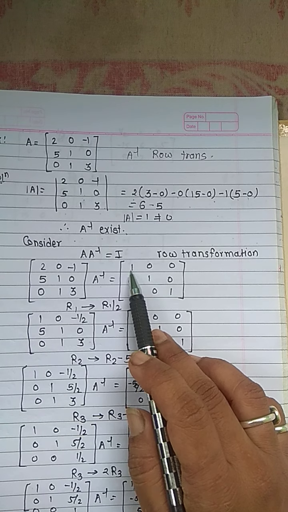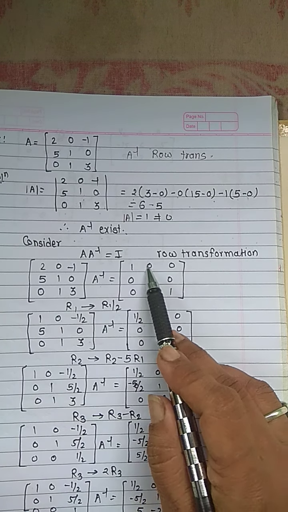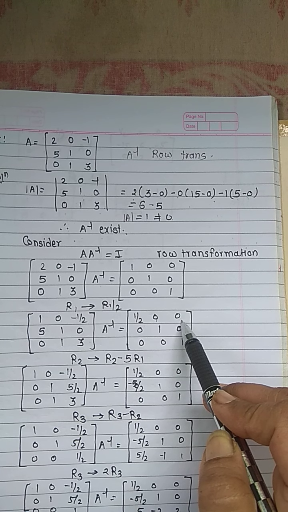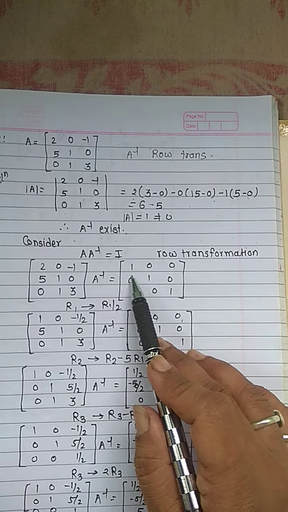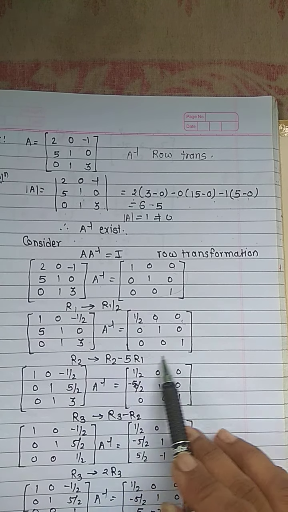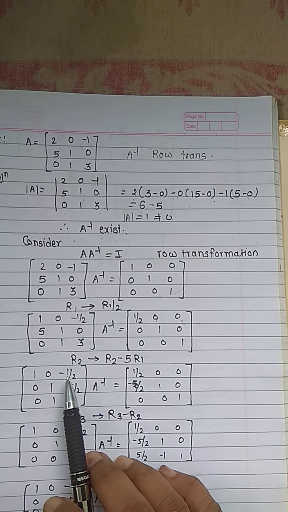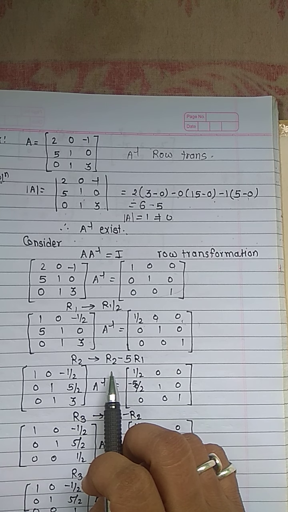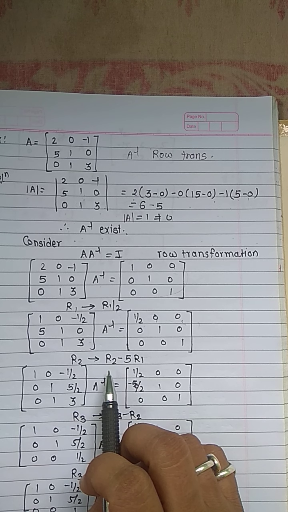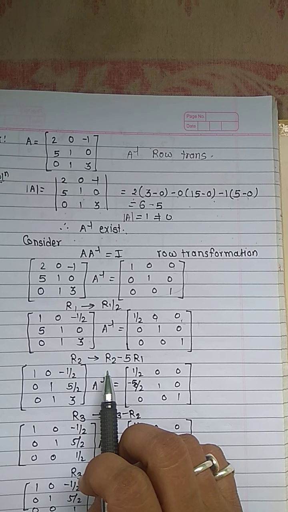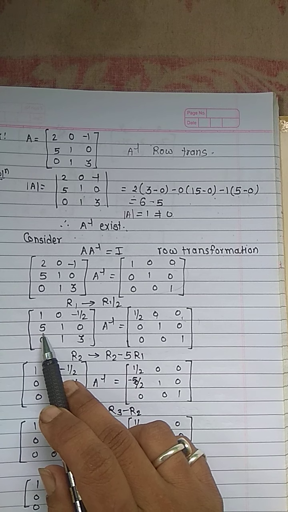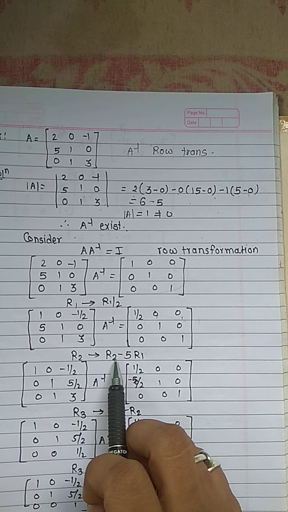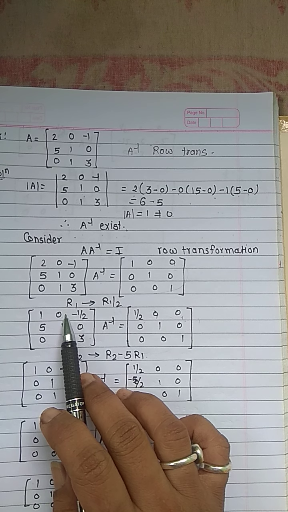matrix. Therefore, 1 into 2 is nothing but 1 by 2, 0 into 2 is nothing but 0, 0 divided by 2 is nothing but 0. Again, R2 and R3 remain the same. Next step, convert A21 position element to 0 and A31 position element to 0. Now, these 5 elements convert into 0 using the operation R2 minus 5 times R1.